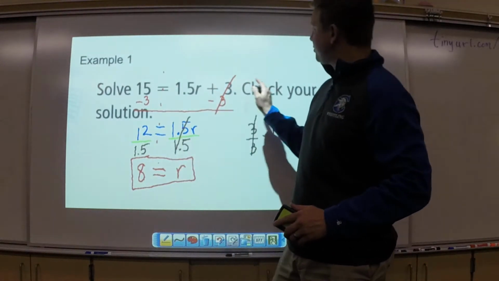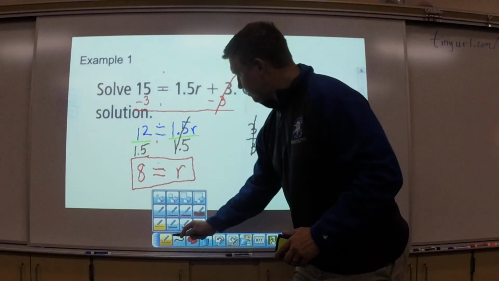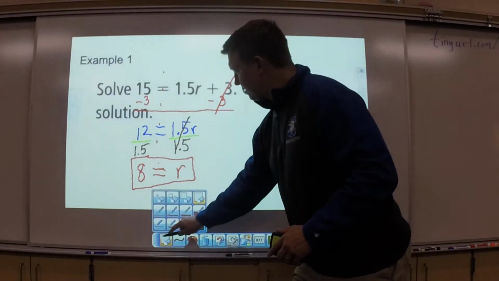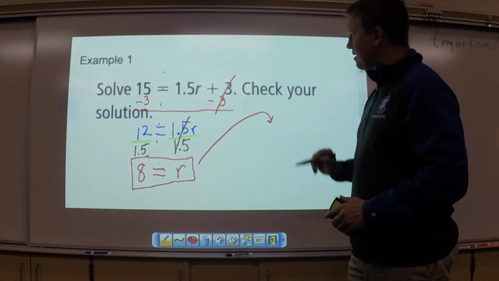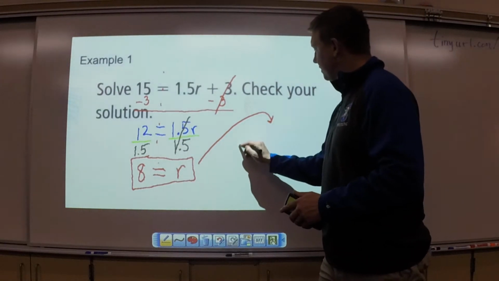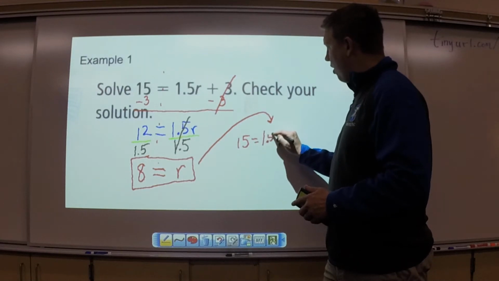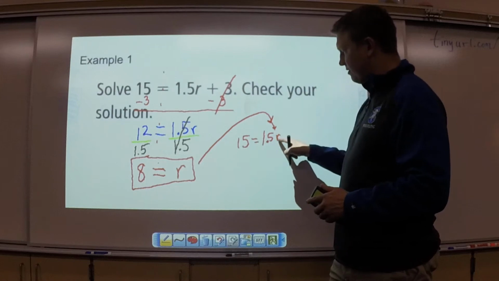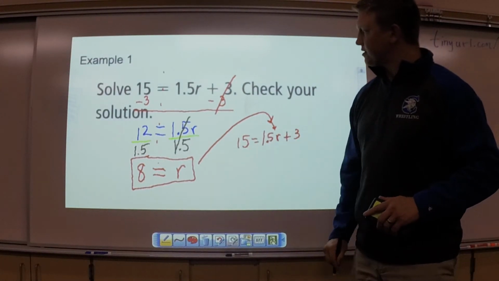It says up here, check your solution. If I was to check my solution, let's get rid of that. Then it would look like this. I would take that 8 and I would plug it back into the original. Okay, here's my original, 15 equals 1.5r plus 3. Okay, and I'm going to put it into this location right here where the r value is. So that's my original equation.